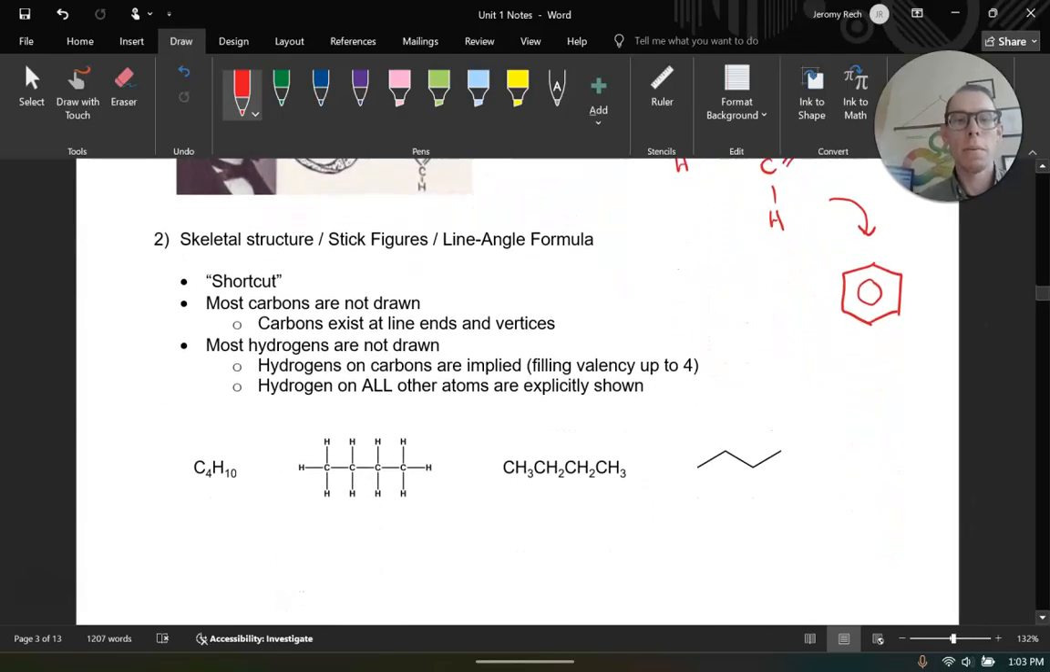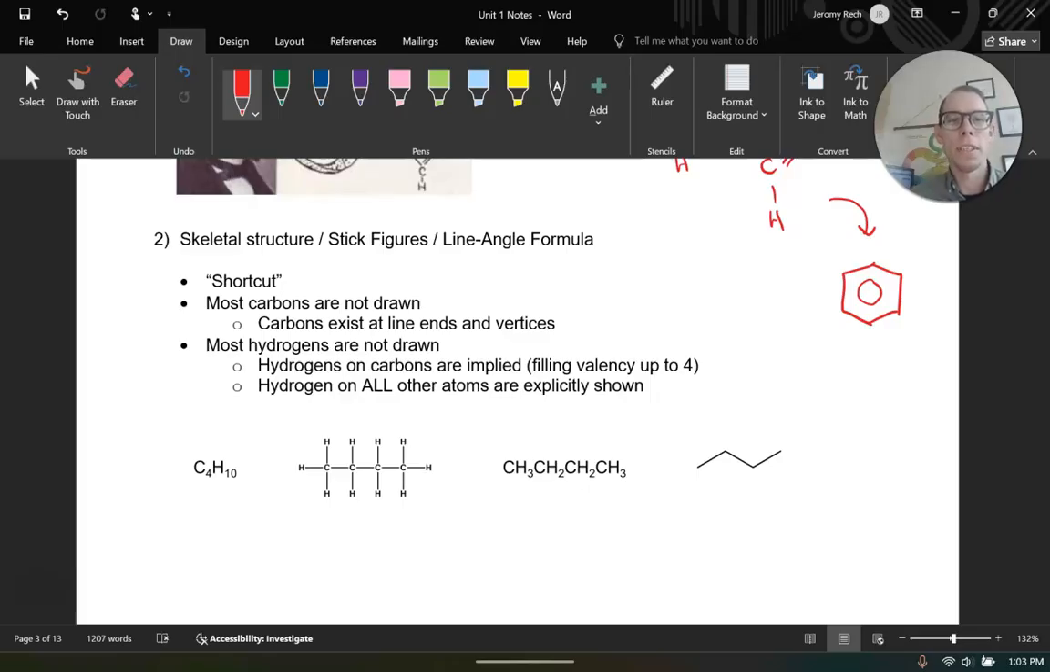It has a bunch of different names. Line angle formula is probably the most technical. Skeletal will be the one that I'll use the most. And then stick figures, I sometimes call them, because they're just a bunch of lines. This is our shortcut approach, and it's a way to draw organic compounds really, really quickly. Most carbons and most hydrogens are not going to be drawn. They're just assumed to exist.